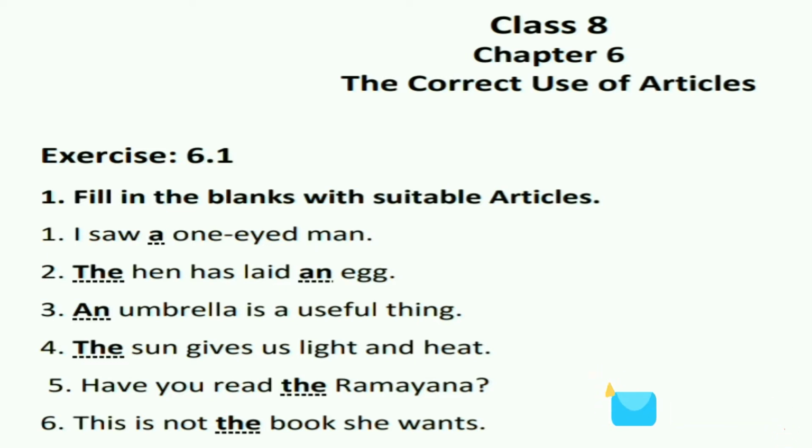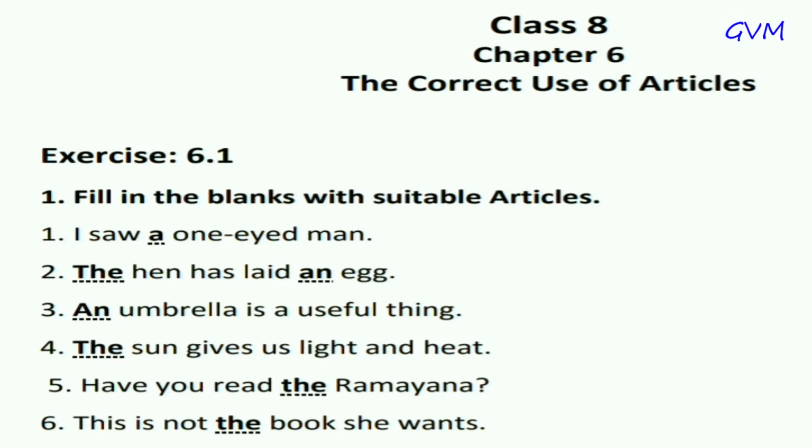Today I am going to start Class 8 English grammar, 6th chapter, and that is the correct use of articles. A and an are known as indefinite articles. The is known as the definite article. We use a before a consonant. We use an before a vowel. We use the when we speak of a particular person or thing.